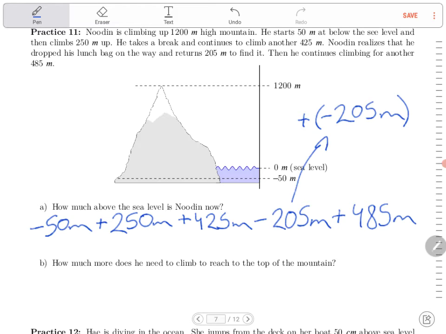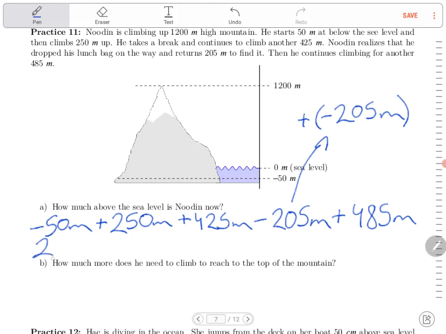So let me show you what I mean. And again, this is one way of doing it. There are other ways as well. But here's how I would tackle this. So start with the positive numbers. That's 250, 425, and 485. Let's bring them together first.